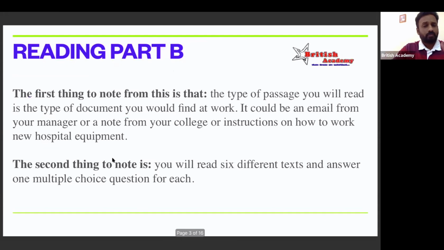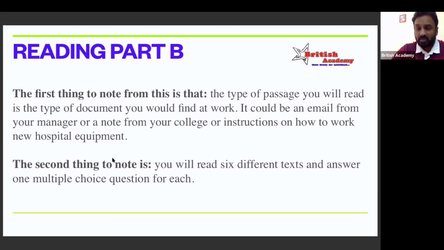Okay, next. Now, what kind of passages do you get in Reading Part B? The first thing to note from this is that the type of passage you will read is a type of document you will find at work. It could be an email or an application which has come from another department, or an information brochure, or an email from your manager, a note from your colleague, or an instruction on how to work a new piece of hospital equipment. It can be a brochure, it can be a guidebook, it can be anything.